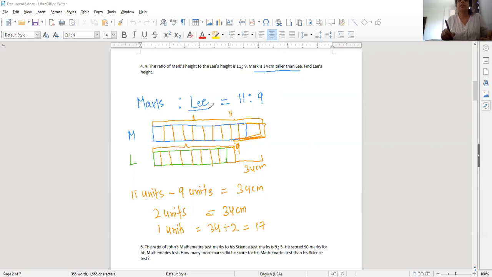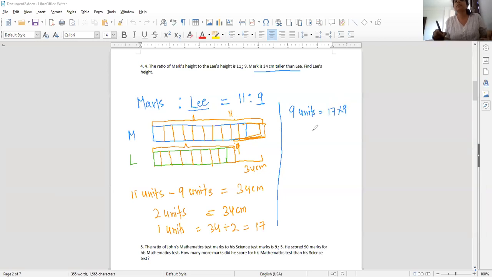Now Lee, this Lee has how many units? 9 units, right? So 9 units equals how much? Now I make a line here. So now 9 units equals how much? Who will tell me? 1 unit is 17. So 9 units will be 17 times 9.